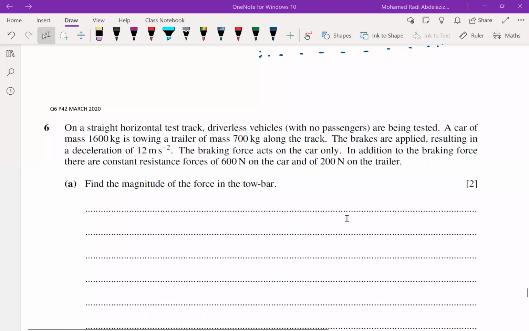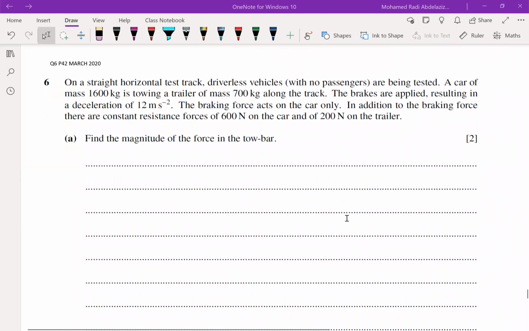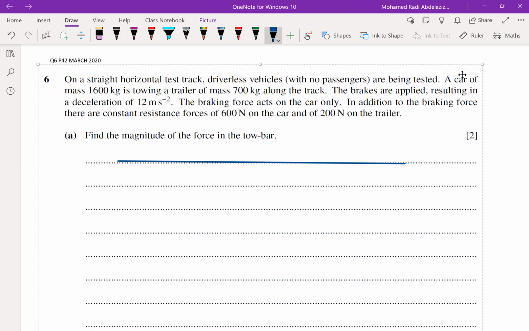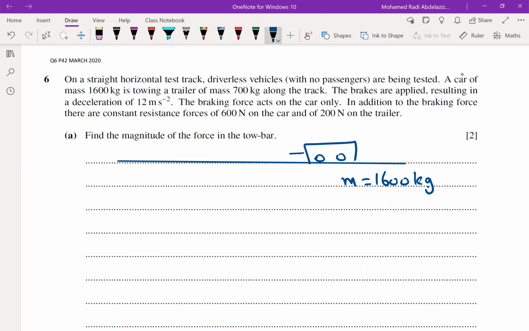Hi guys, in this tutorial I'm going to solve question number 6, paper 42 March 2020. On a straight horizontal test track, driverless vehicles, this means with no passengers, are being tested. A car of mass 1600. We have a car. Its mass is 1600 kilogram, towed with a trailer.